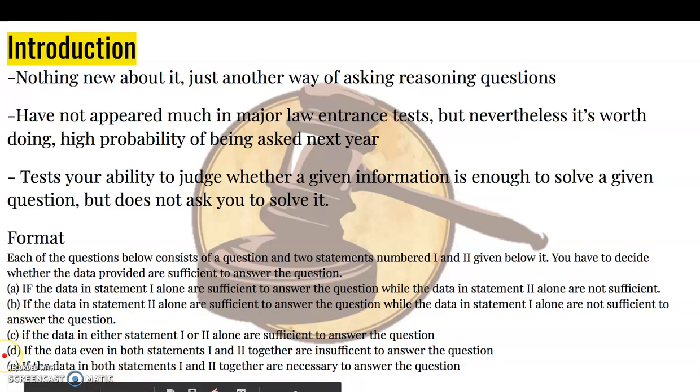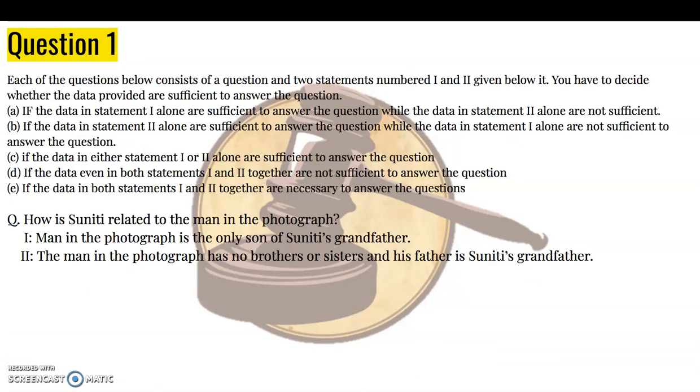If they both taken even together cannot solve the question, then we will mark option number D. And if both the statements are needed to solve the question, then we pick option number E. Your exam will obviously not give you 5 options, it will only give you 4. But since I had to include all the possibilities, I took 5 options. So that is the format. Now let's move on to the questions.